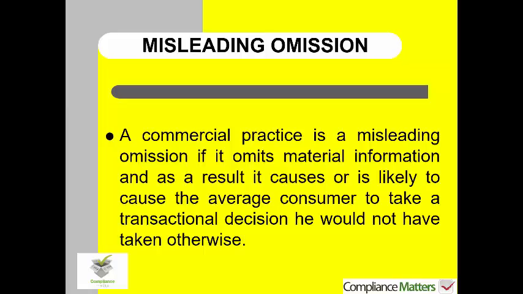So for example, we're talking about material information. We need to work out what material information is. We need to find out who the average consumer is. We need to know what a transactional decision is. There are all sorts of elements to this that didn't exist previously in the Property Misdescriptions Act.